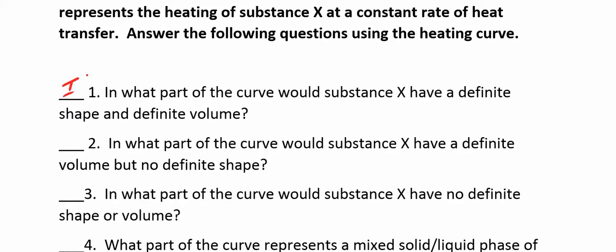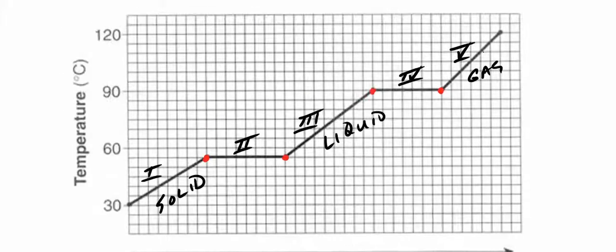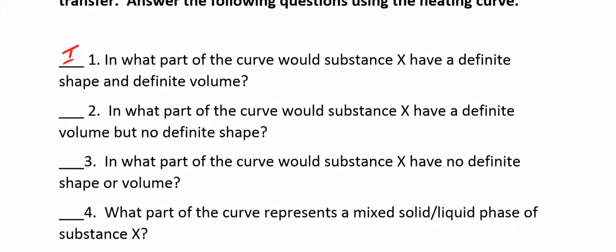Number 2, in what part of the curve would substance X have a definite volume but no definite shape? Well, that would be, of course, a liquid. So where does that happen? Well, if we look at the curve, that's Roman numeral 3. By this point right here, we've already converted all of the solid into liquid, and now in Roman numeral 3, the liquid is becoming warmer. So Roman numeral 3 is where the liquid resides. So we're going to put Roman numeral 3 for number 2.